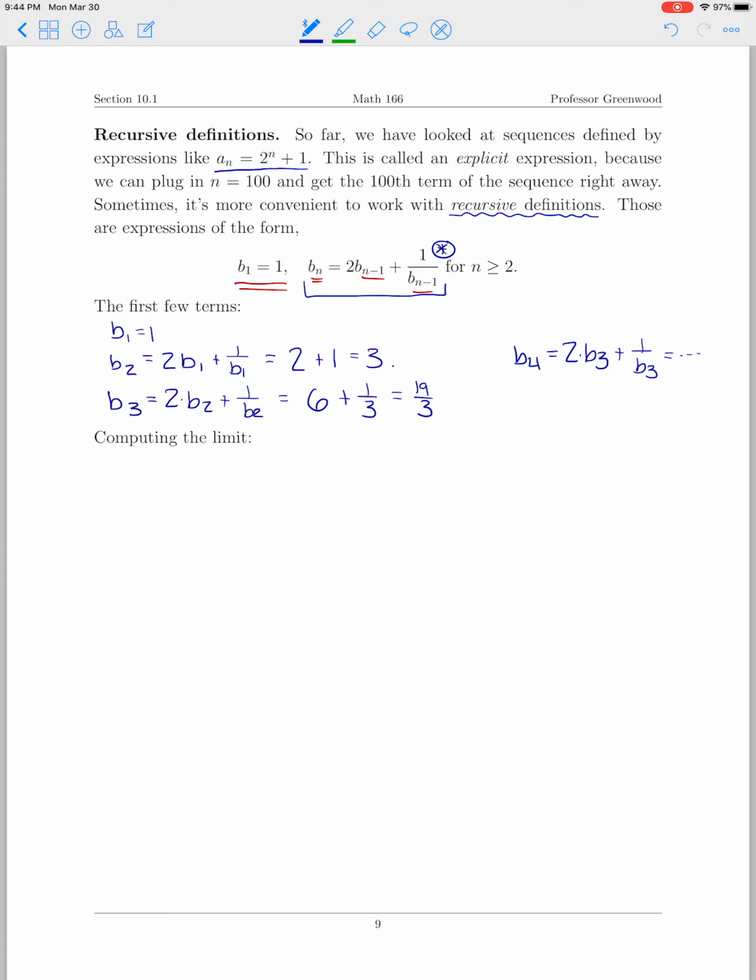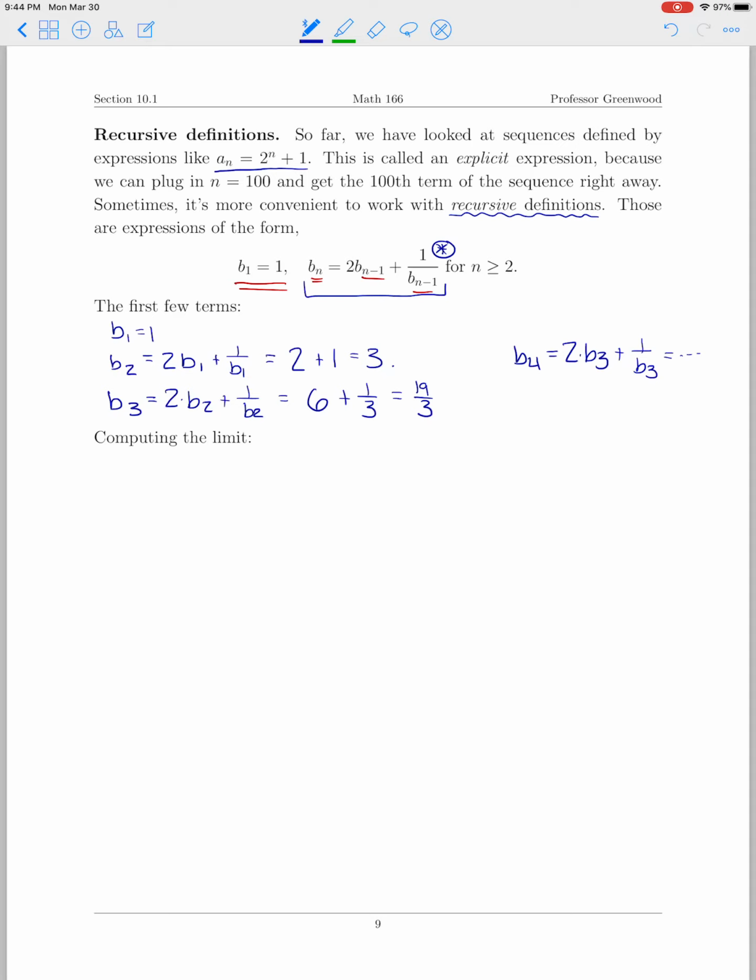It turns out that there are situations where it's really easy to find an explicit expression for a sequence, but sometimes that's not so easy, and it's much easier to find a recursive expression for a sequence. Or sometimes it's easy to find both, or it's hard to find both. But in any case, sometimes a recursive definition can tell us more about a sequence than the explicit definition can, or vice versa. And so we want to be used to using both types of definitions.